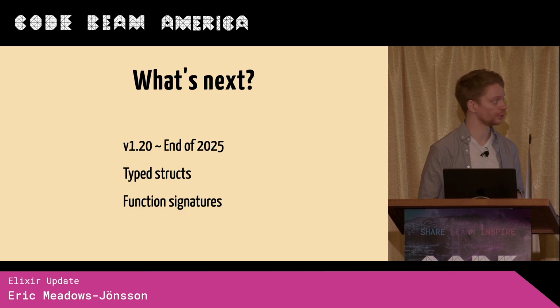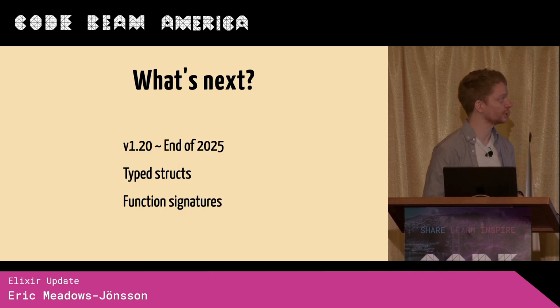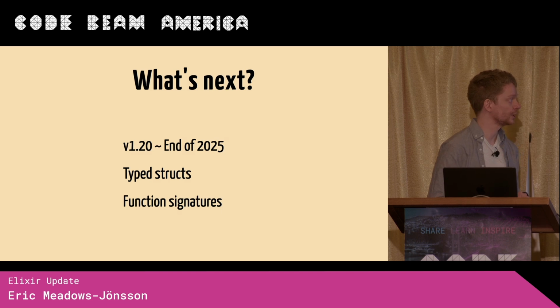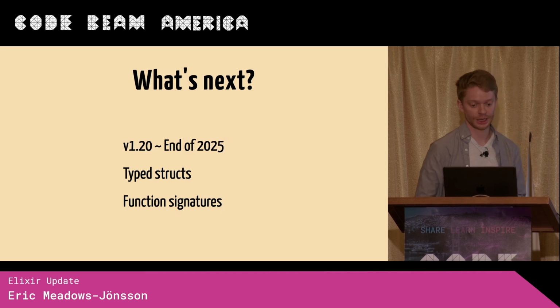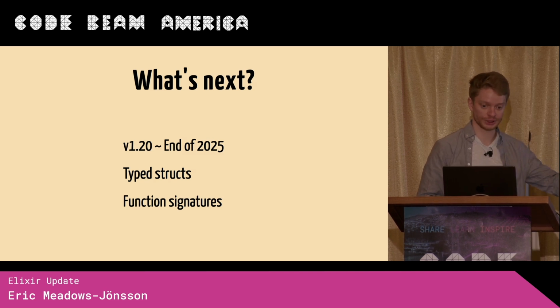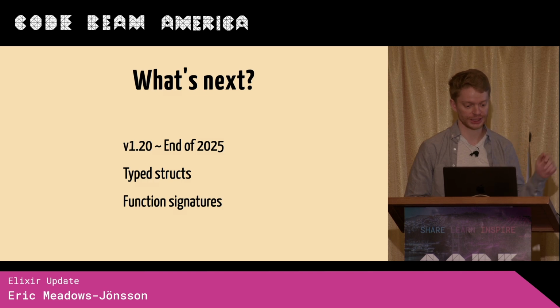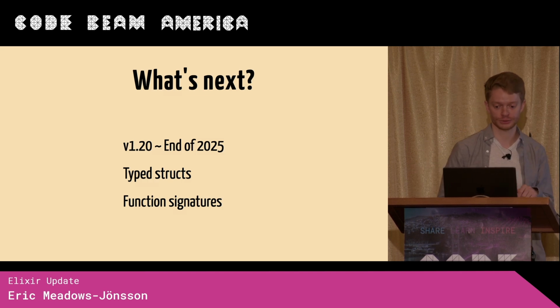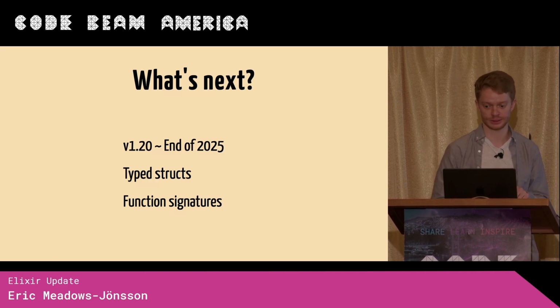So what's next? By the end of the year, we should hopefully get 1.20. And with that, we will introduce type structs. And I'm super excited for that, because it will be the first time the user will be able to specify types. And after 1.20, so probably in 1.21 or something like that, we will also extend those type annotations to include function signatures as well.